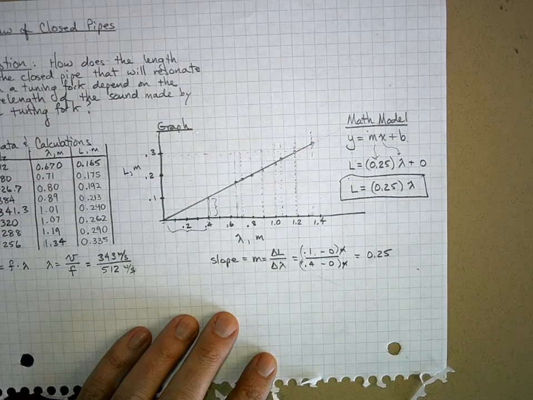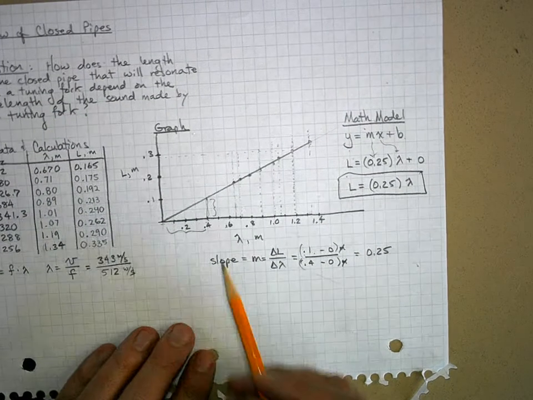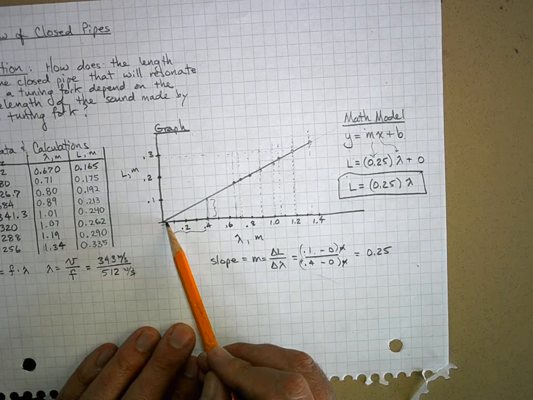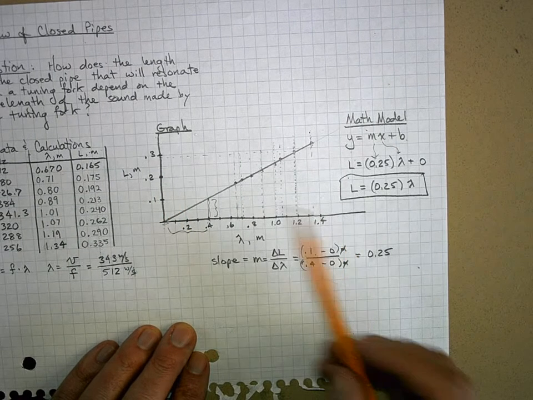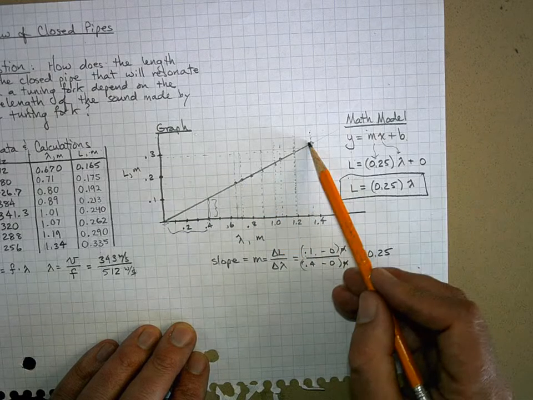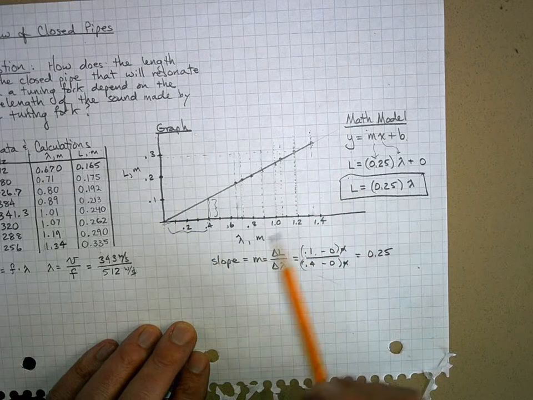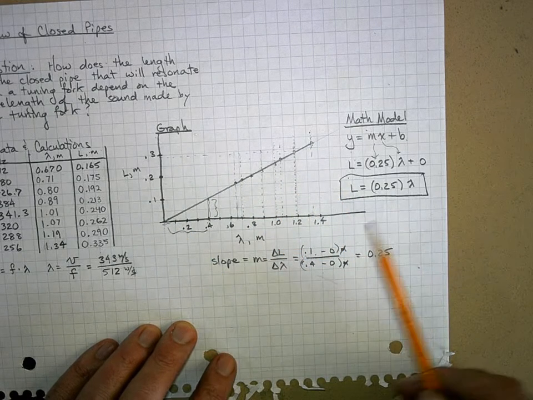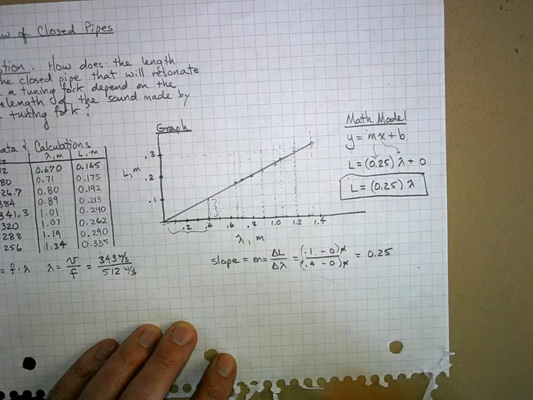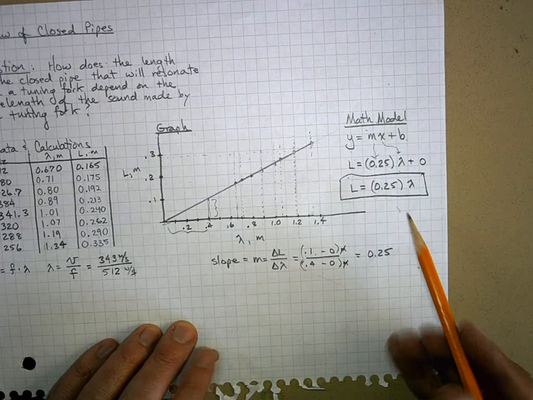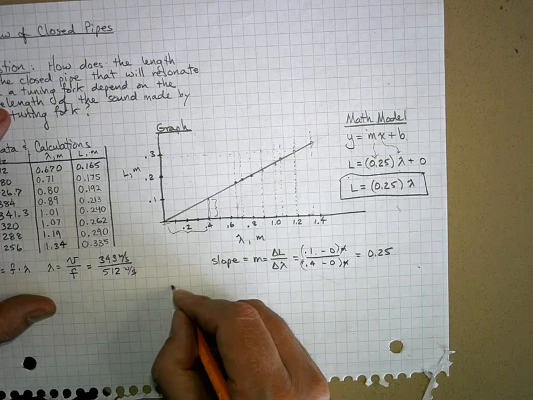And when we graph those data, and I want you to graph the data, here's the length of the pipe, and here's the wavelength of the tuning fork. We graphed the data. We drew a straight line through them. We found that it had a slope of 0.25. So the length of the pipe is equal to 0.25 times the wavelength. And this answers our question, by the way. So let's do that. Write your conclusion.